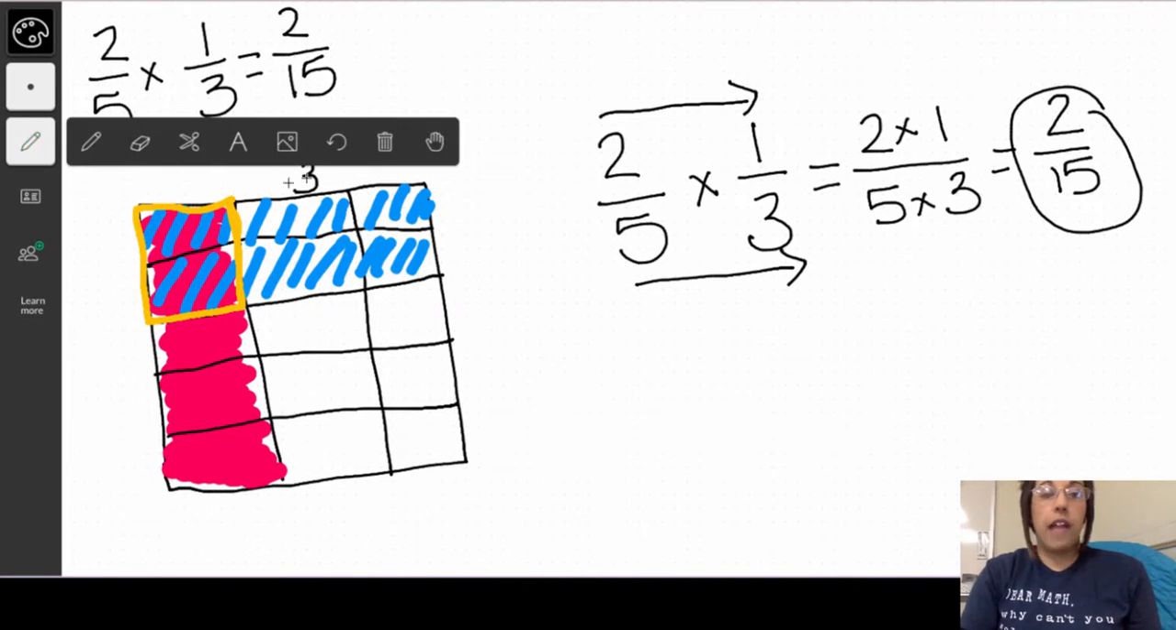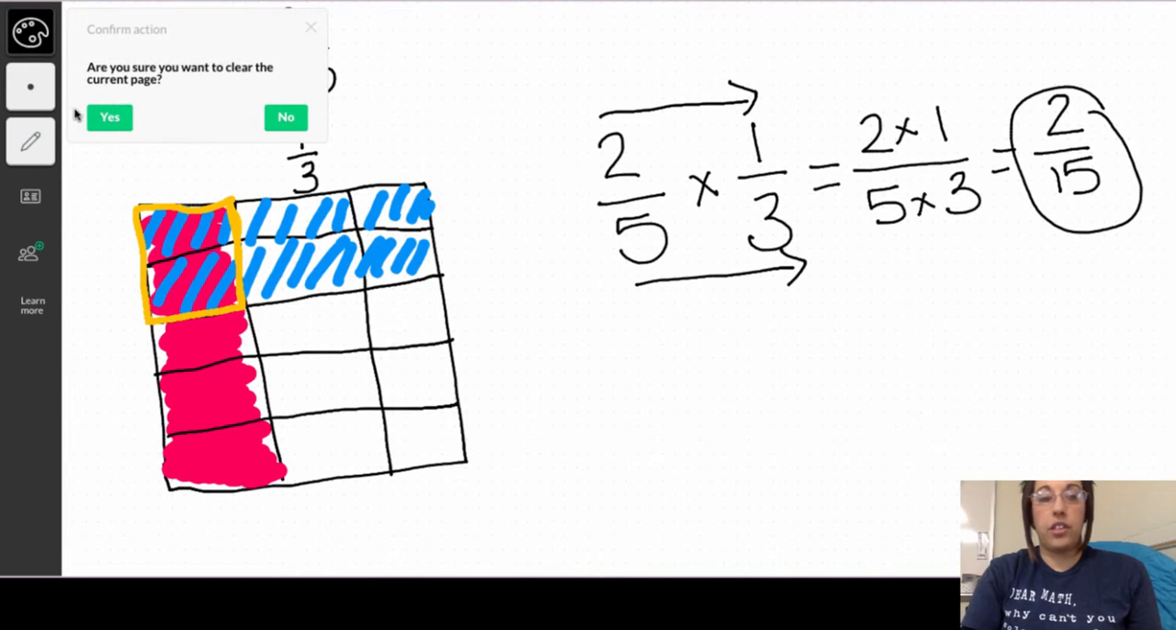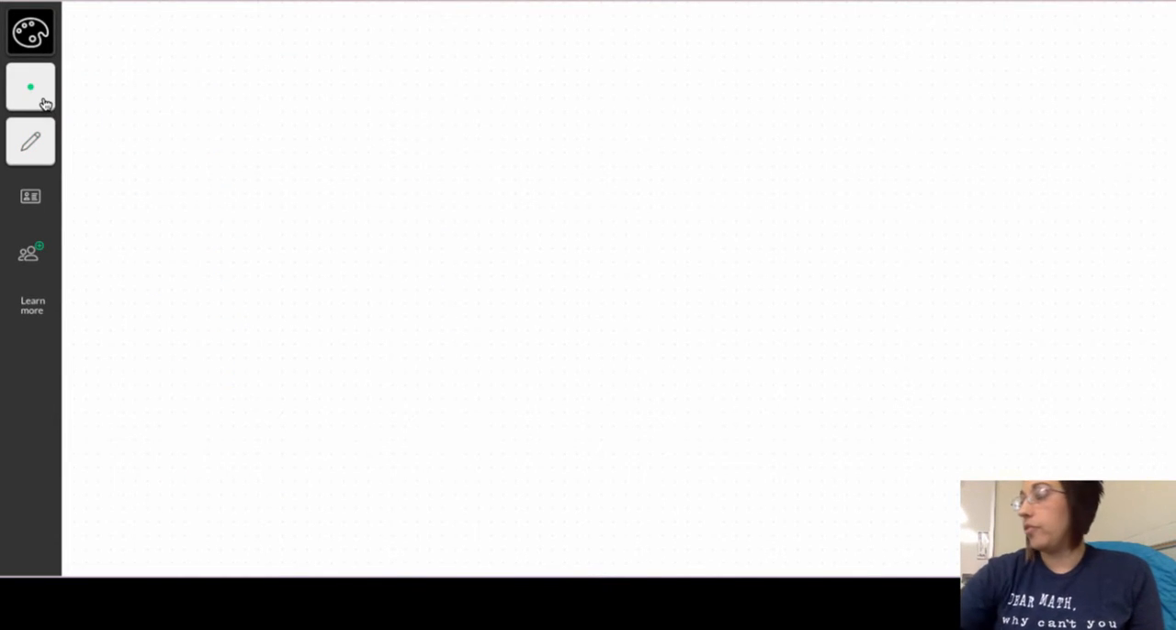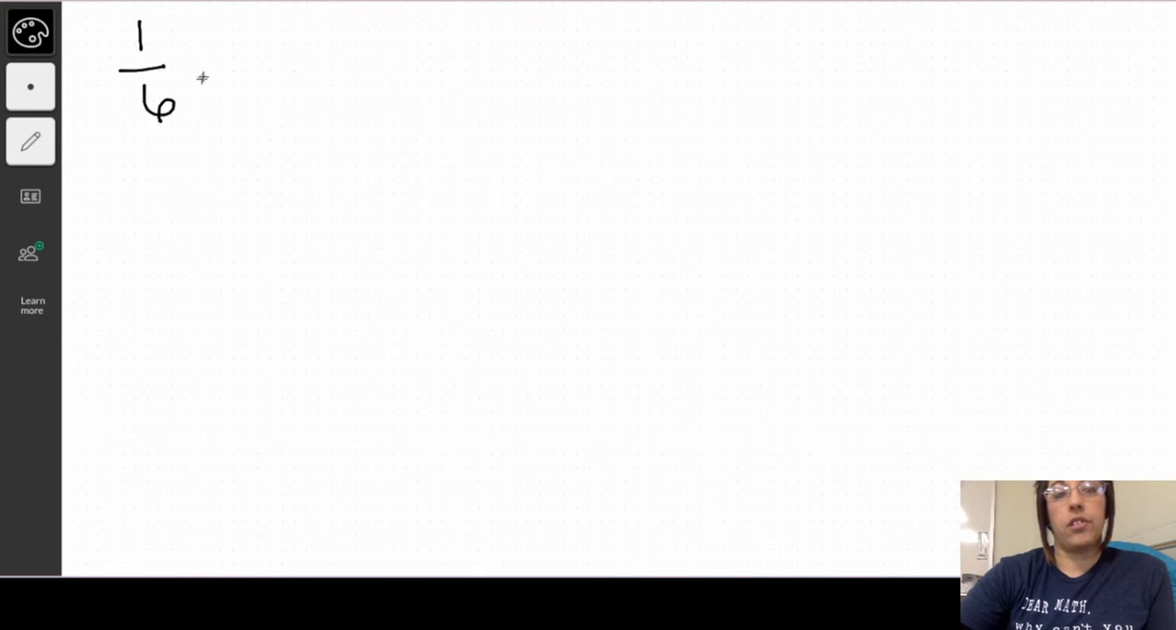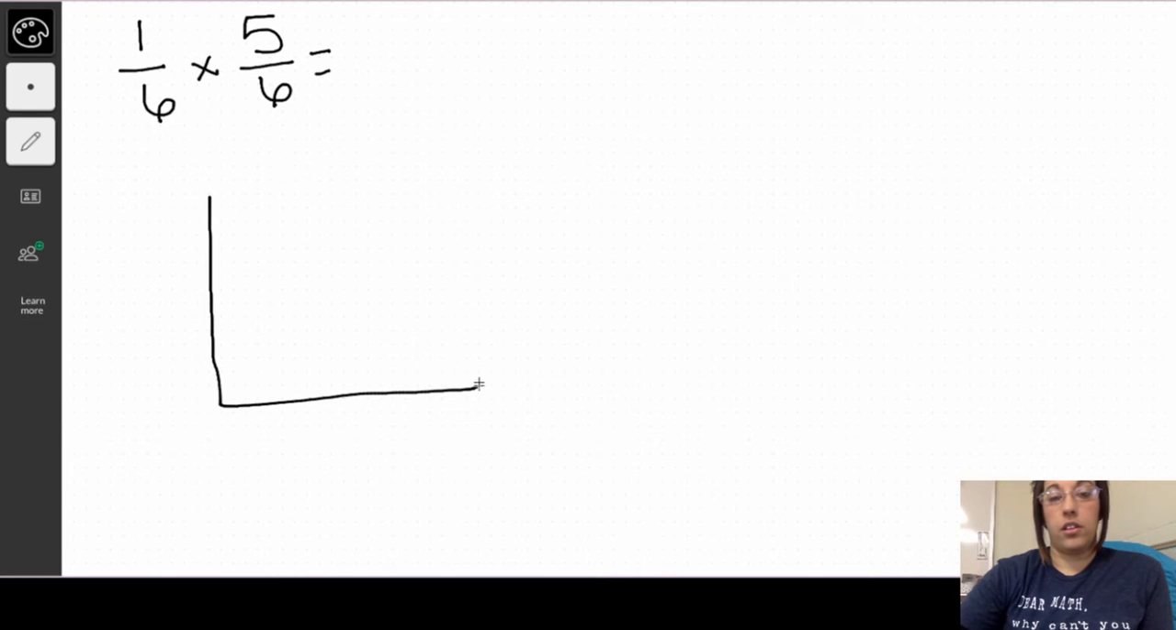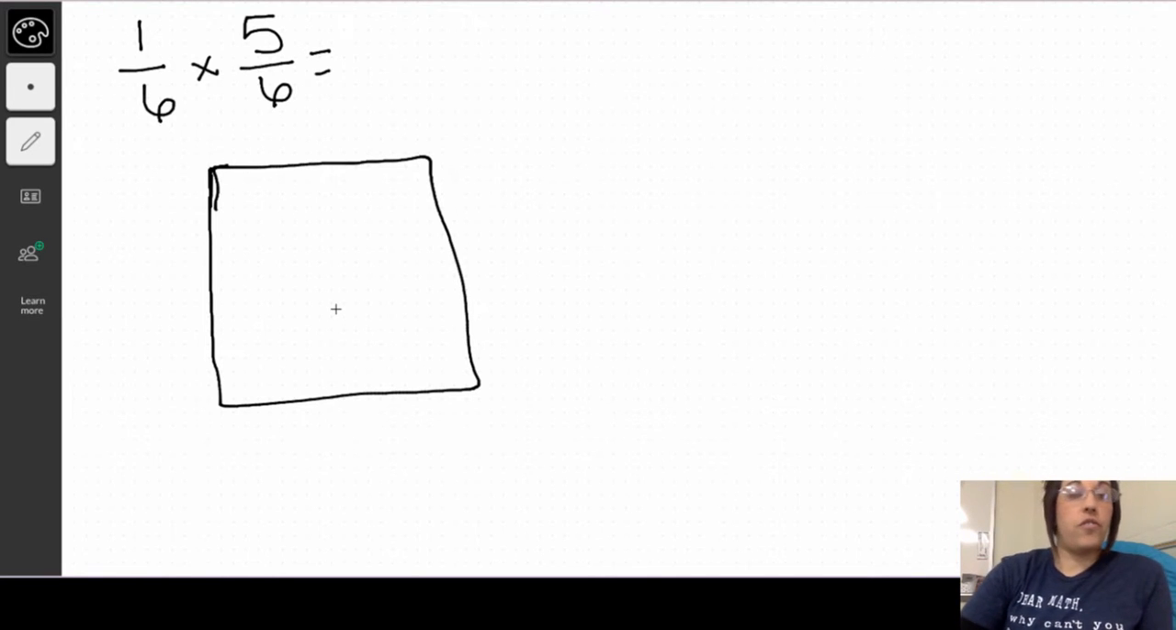So let's look at the last practice with the teacher problem. We have 1/6 times 5/6. We get our area. I think sixths are easier to draw than fifths because I know there's a middle. 1/2 would be 3/6.